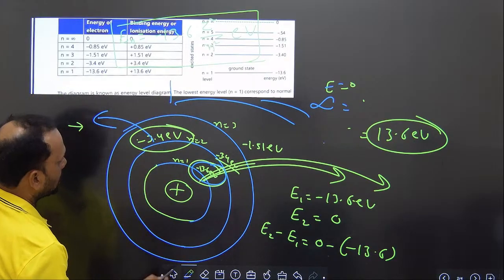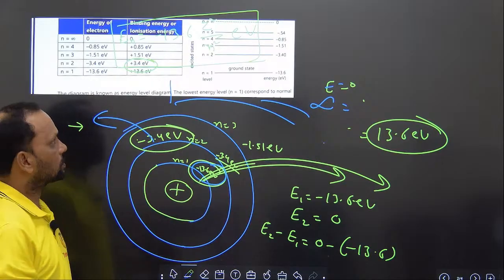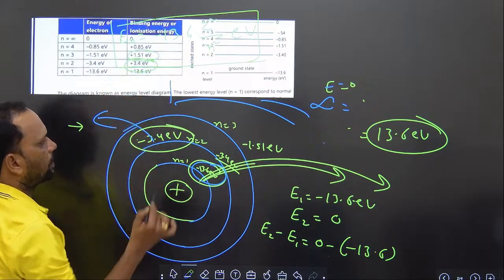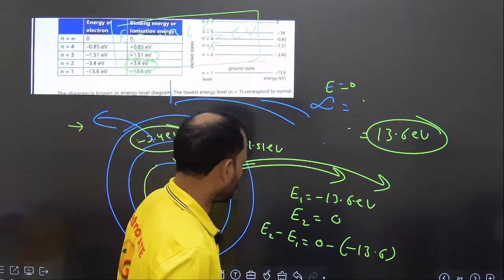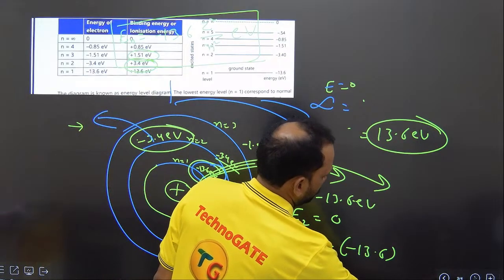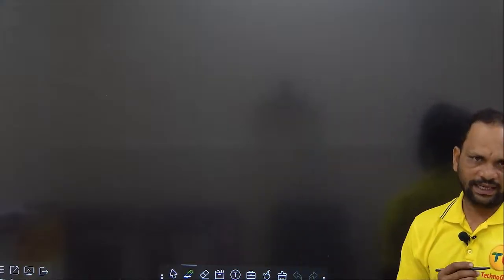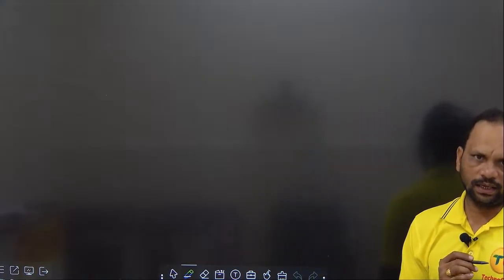Right. Now, how much energy do you have to give? 3.4 electron volts. At the same time, here also 1.51 electron volts. Like this, we have to give some energy. This is called ionization energy. So what we have discussed, I will summarize here.